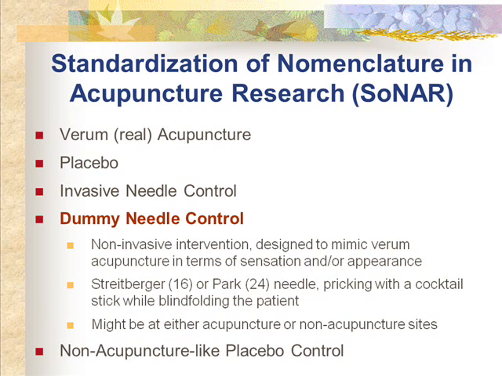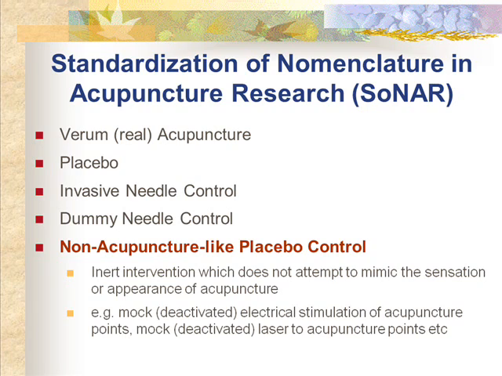You can still use different types of needle, providing some sensation at the acupuncture point or at a non-acupuncture point site. Some studies can also choose a non-acupuncture placebo control, an inert intervention. For example, you may use deactivated electrical stimulation. You show the stimulator, but you are not activating it, and so on. Laser acupuncture, so there's no real penetration.